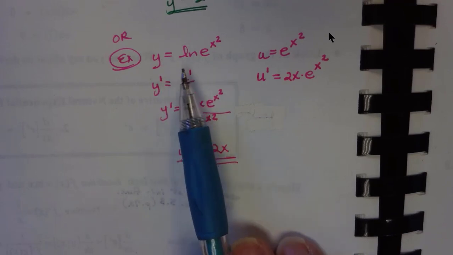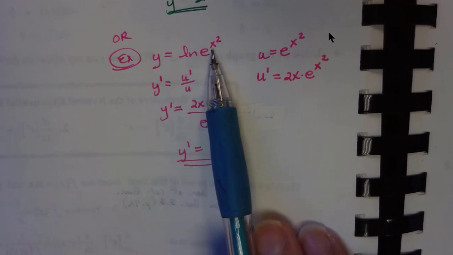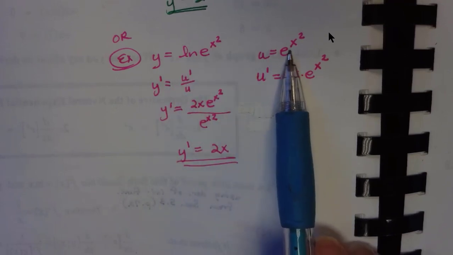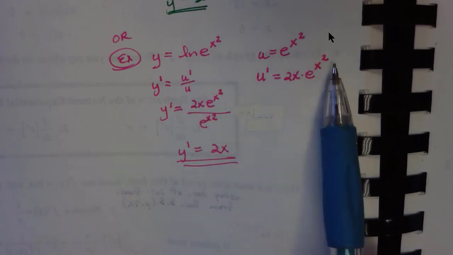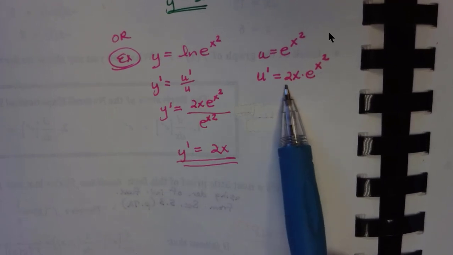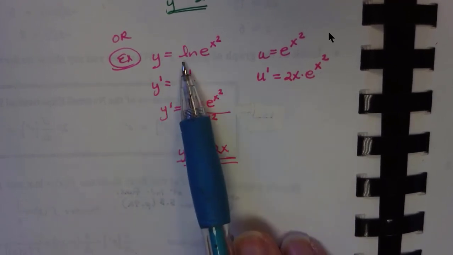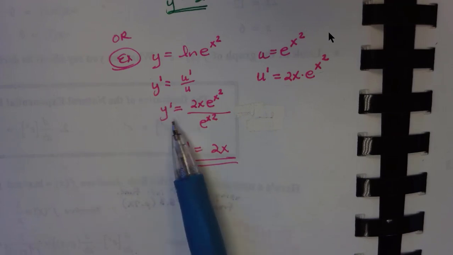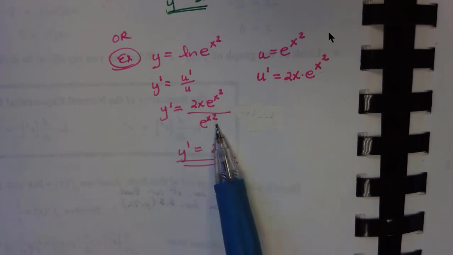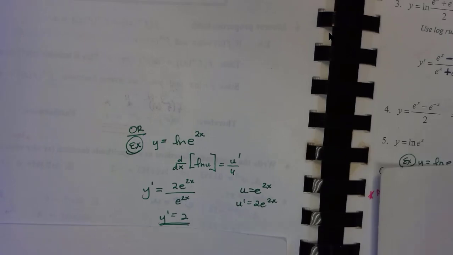Another problem to look at is y equals natural log of e to the x squared. My u is e to the x squared. My u prime is e to the u times the derivative of u. My y prime, because this is natural log of something, is u prime over u. So y prime is u prime over u, which gives me 2x.